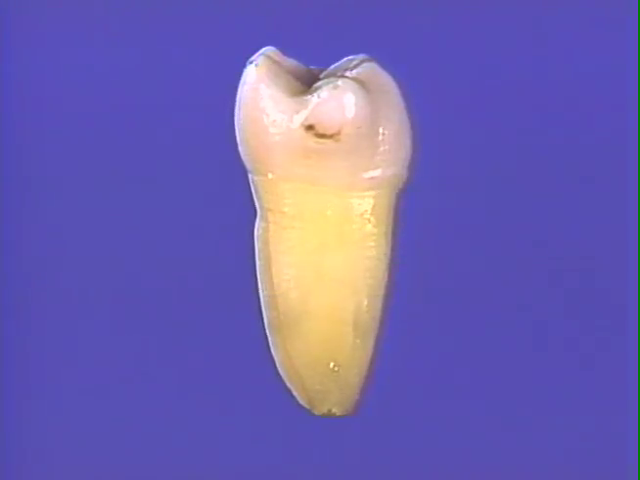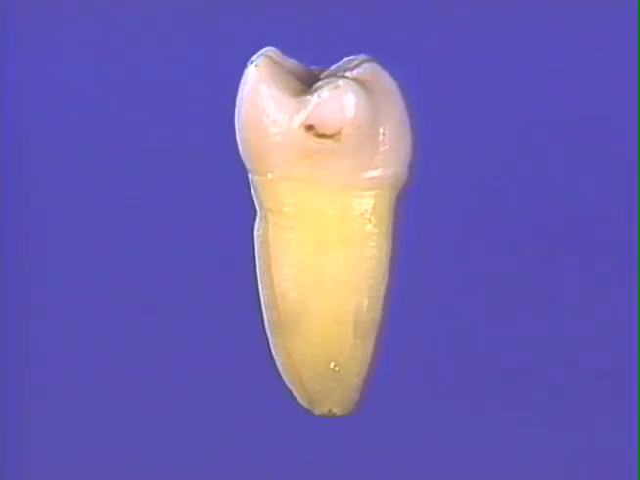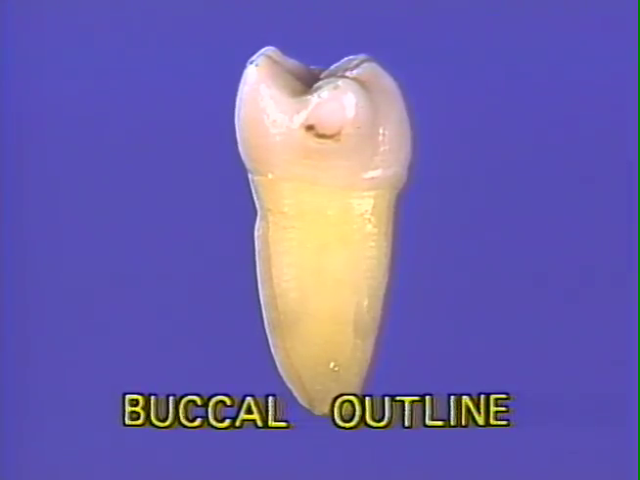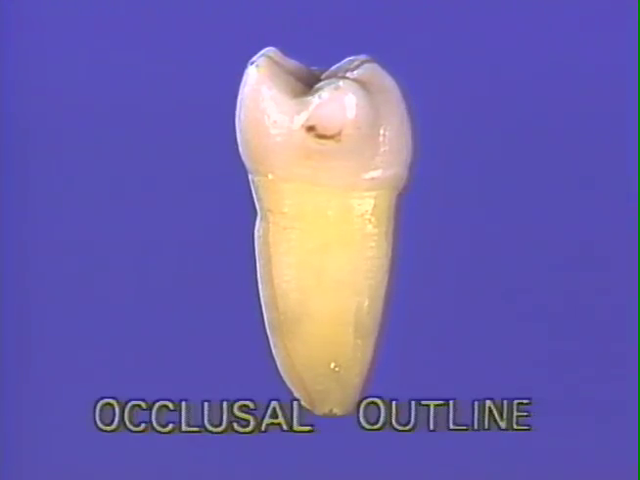The distal aspect. The distal aspect is similar in outline to the mesial aspect. However, it is generally smaller, especially in the buccolingual dimension. The buccal outline. The buccal outline is similar to that of the mesial aspect, except the slight concavity sometimes present in the middle third is less evident. The occlusal outline.